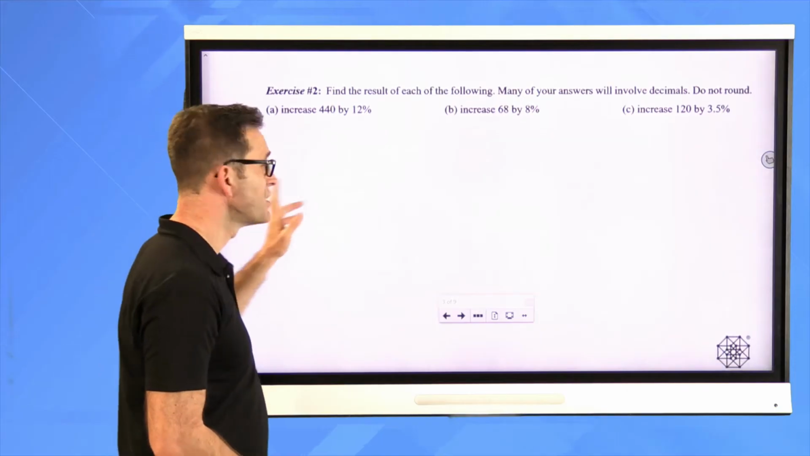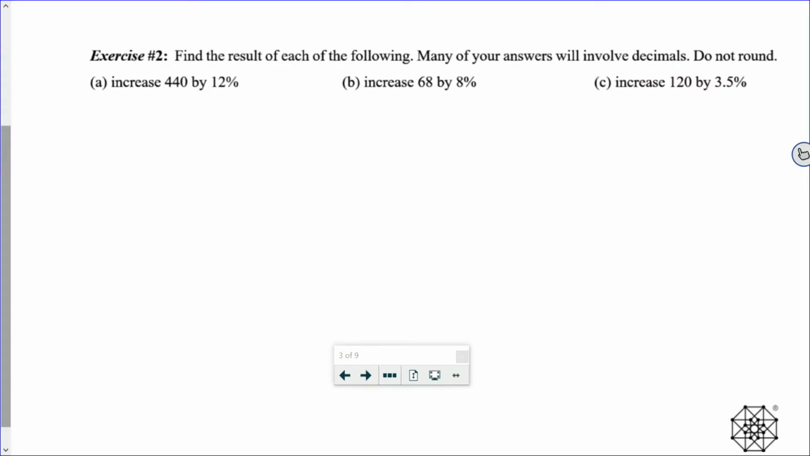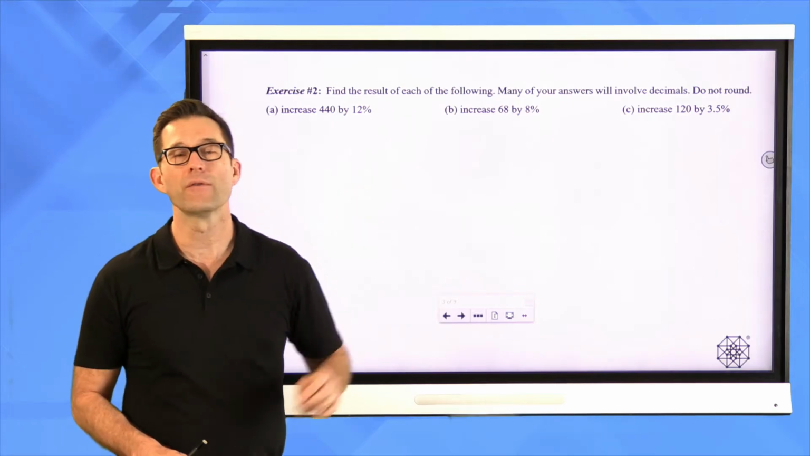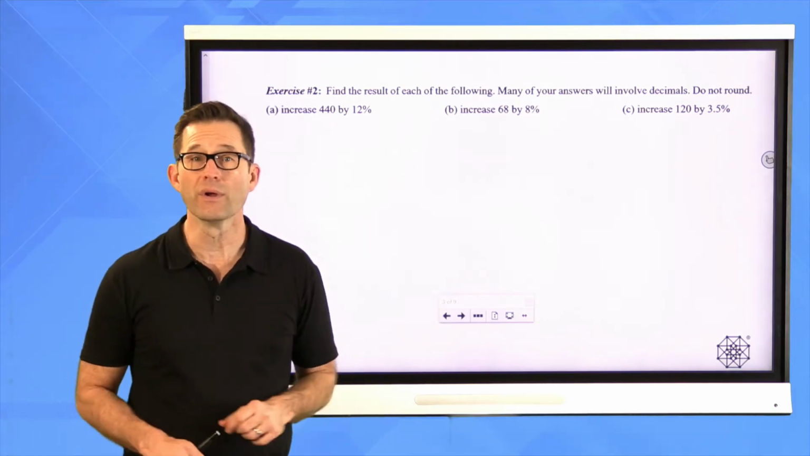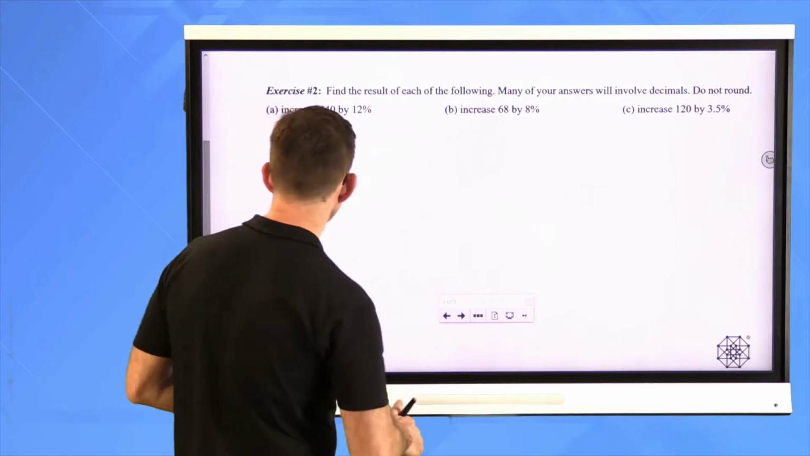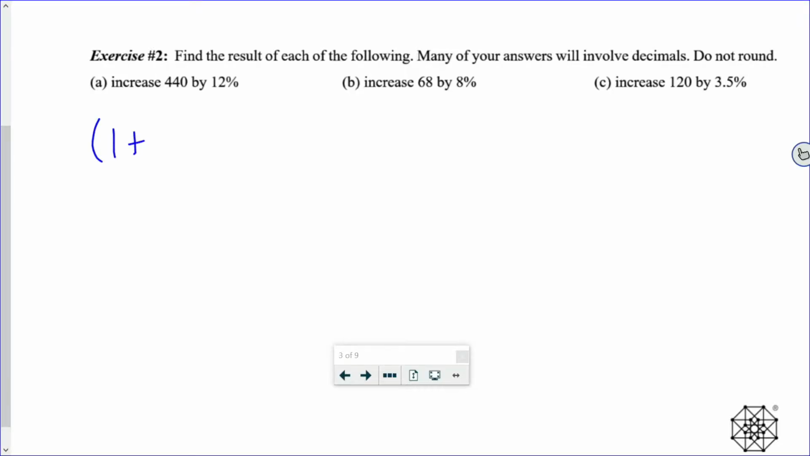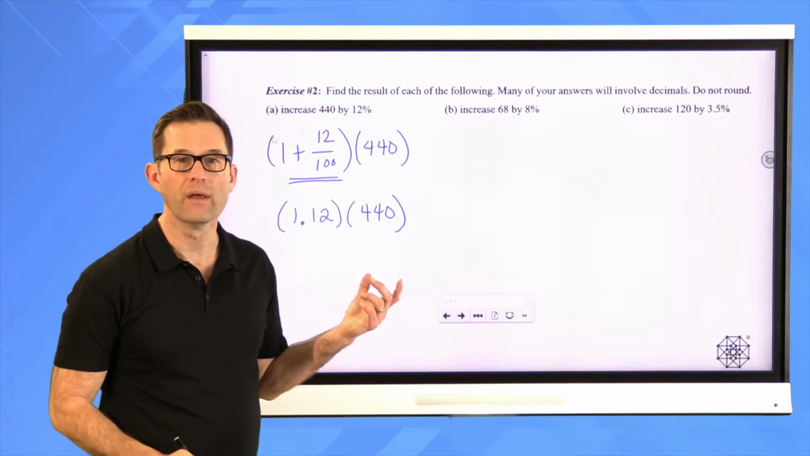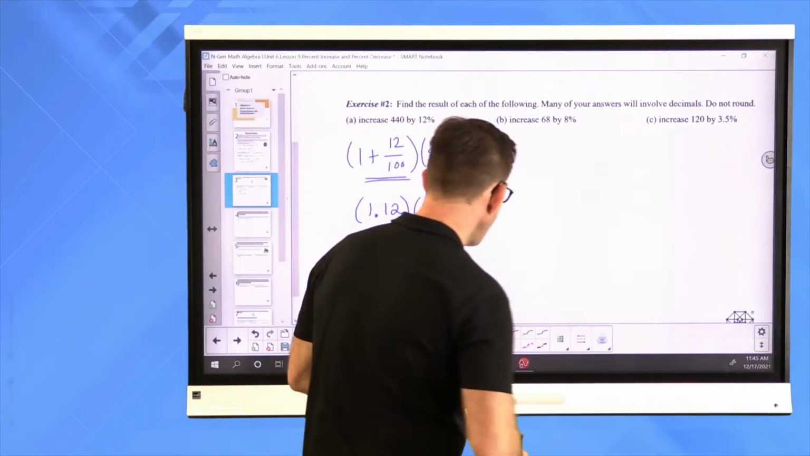Let's take a look at exercise number 2. Find the result of each of the following. Many of your answers will involve decimals. Do not round. So in other words, letter A, increase 440 by 12%. If I want to increase 440 by 12%, I'm going to multiply it by 1 plus 12 over 100. I don't need to necessarily write this out, as long as I understand that that's the same as 1.12. I want to multiply 440 by 1.12, and that will increase it by 12%.